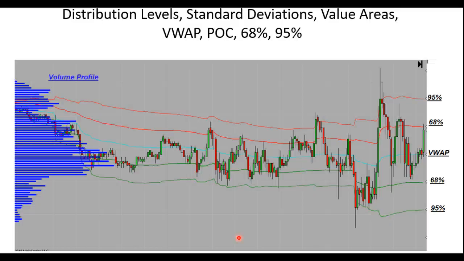First, let me talk about what volume profile is, and then we'll talk about what the distribution levels are and the value areas and the VWAP and all that stuff. Basically, volume profile shows you the fair price for the instrument. In this case, it's oil.